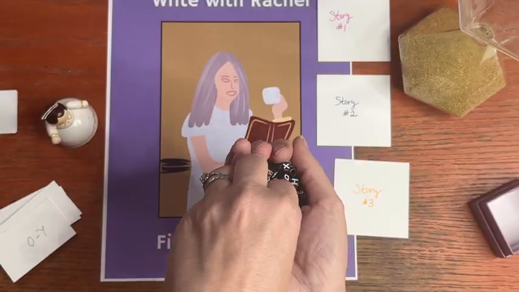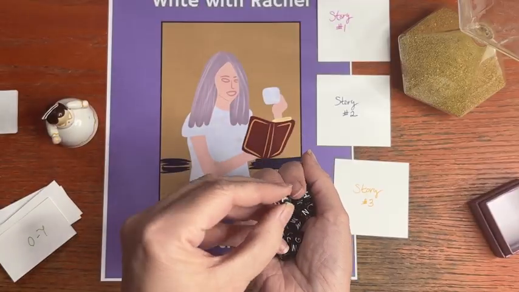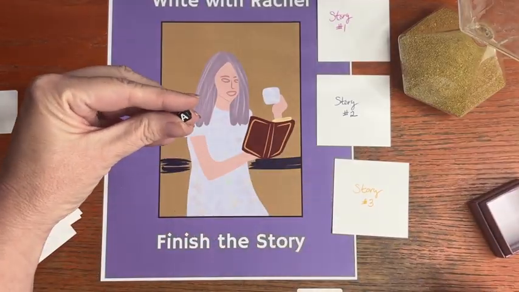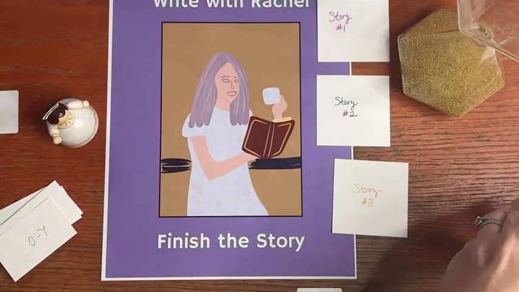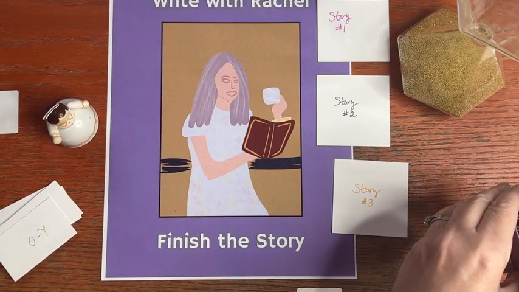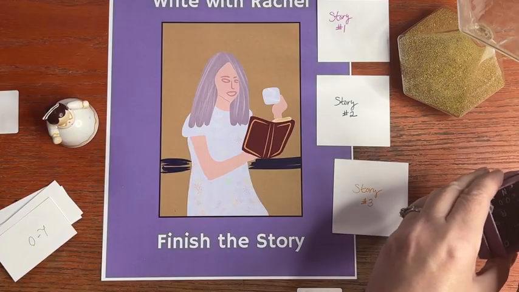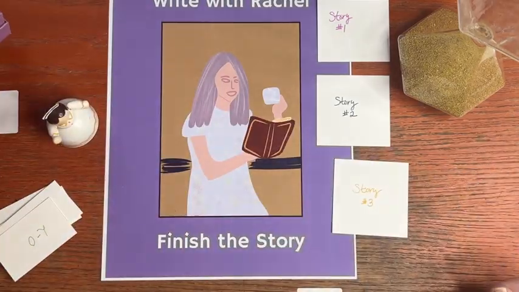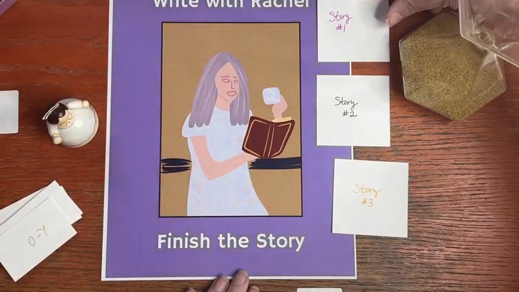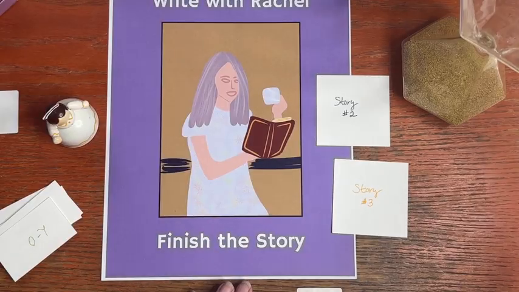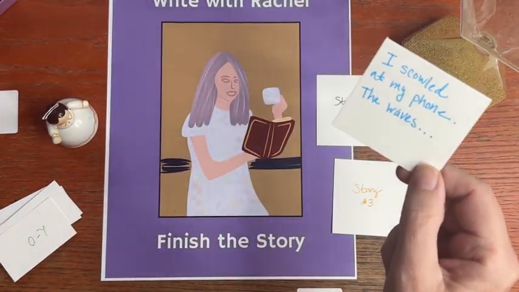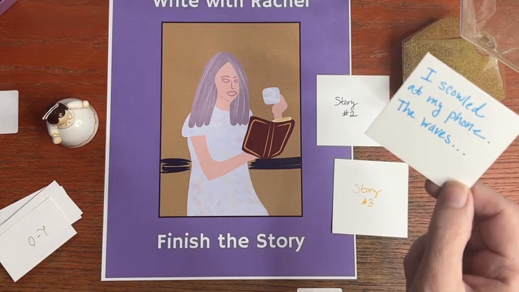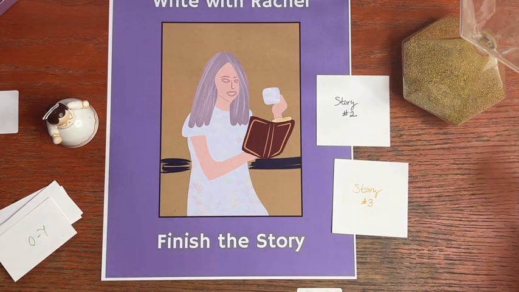And let's choose the letter. The letter we have today is A, so that makes it easy. We will be choosing story number 1. And our story number 1 today is going to be: I scowled at my phone, the waves. So this will be our story starter.